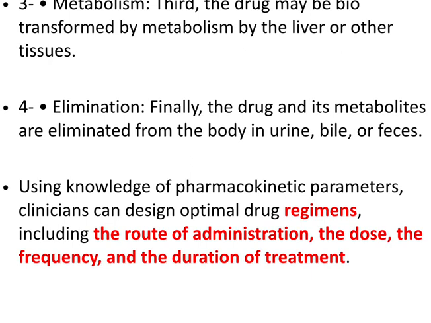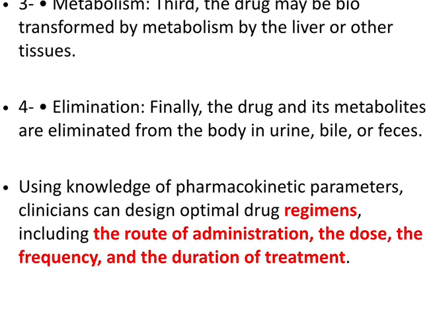Third, metabolism. The drug may be biotransformed by metabolism in the liver or other tissues. Sometimes the drug is transformed by metabolism into something more active than the parent drug, and sometimes the activity of the drug is terminated when it is metabolized. Fourth, elimination, very important. Finally, the drug and its metabolites are eliminated from the body in urine, bile, or feces.